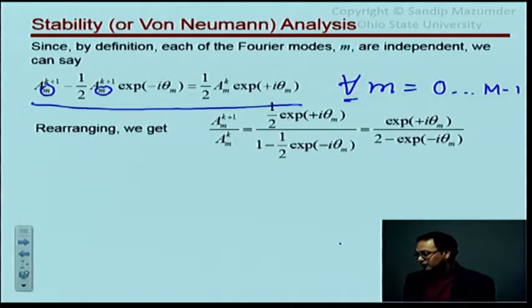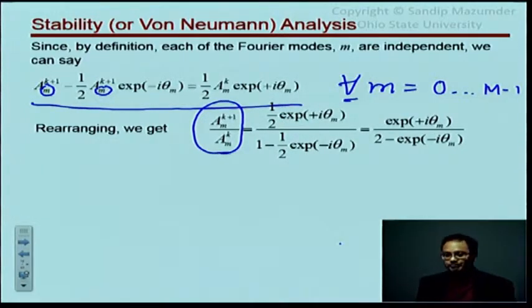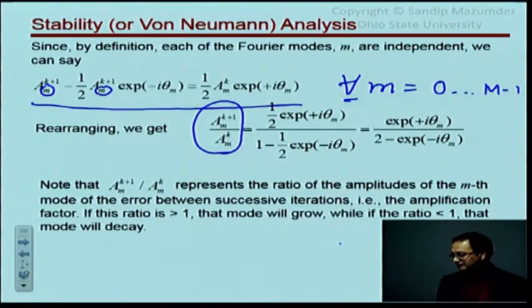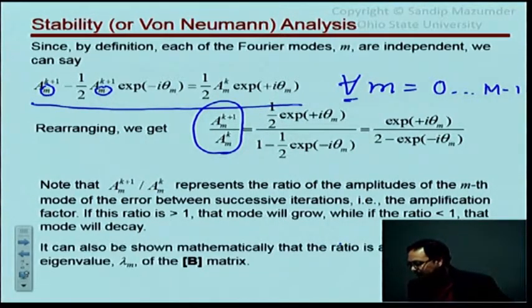Now we rearrange that and rewrite this as the amplitude ratio, the ratio of the amplitude between the (k plus 1)th iteration and the kth iteration. It turns out, and I'm not offering any proof here, that this amplitude ratio is nothing but the eigenvalue of the B matrix. It is the mth eigenvalue of the B matrix.